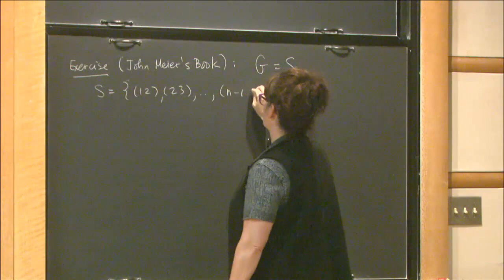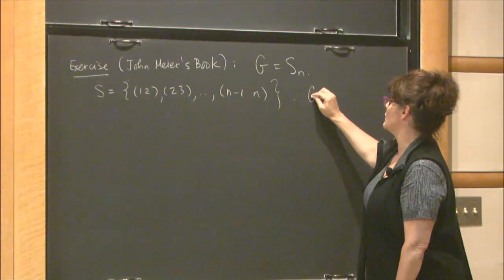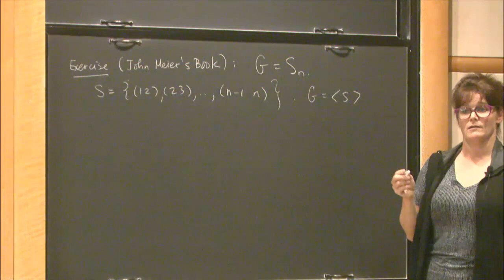So that, I just mean, everybody understand my notation there? So I just look at that set of transpositions, okay? And it's easy to see that, first of all, that set generates G. It's one of the standard facts you prove anyway about the symmetric group at some point in a homework problem.